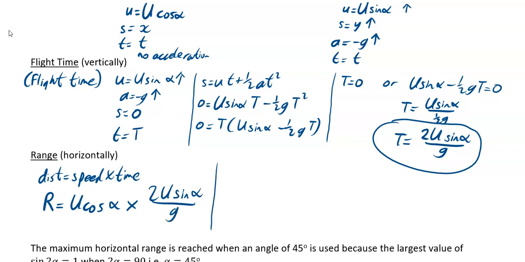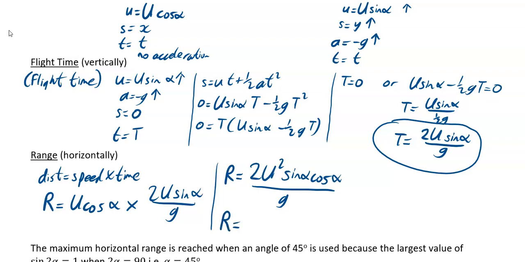Now, if you multiply that out, what you're going to get is R is equal to 2 big U squared, and then you're going to have sine alpha cos alpha all divided by g.